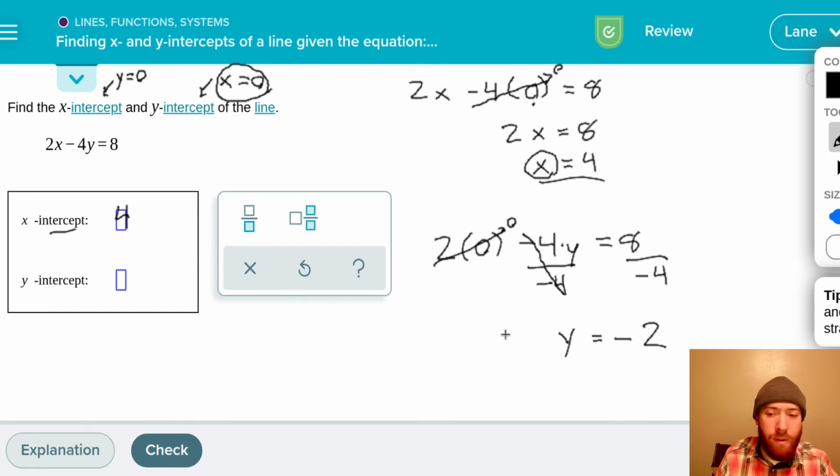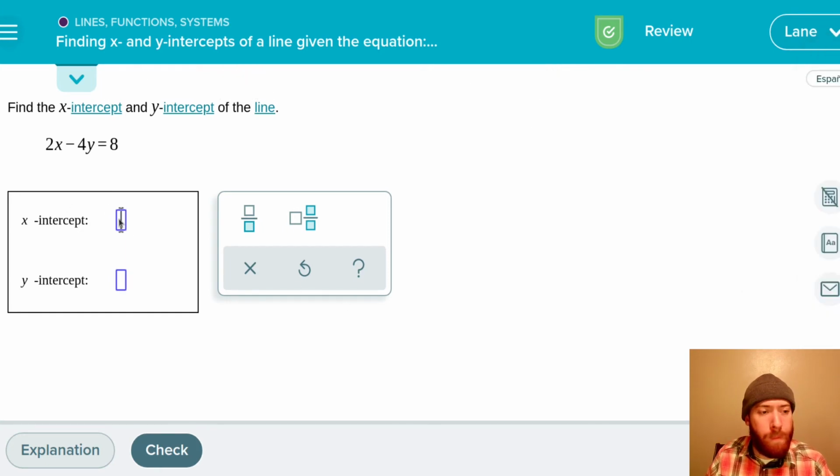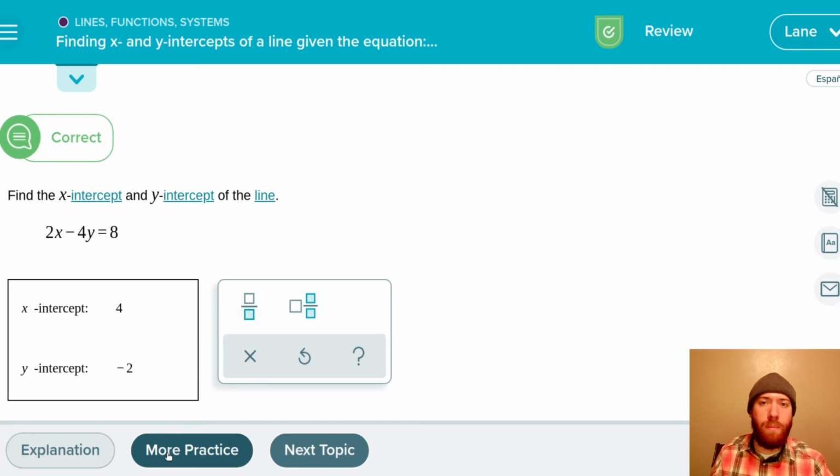So the y-intercept, since this says y equals, that tells us that this number is the y-intercept. Our y-intercept is negative 2. So those are going to be our answers, 4 and negative 2. Let's put those in. 4 and negative 2. Awesome. Let's do another one.